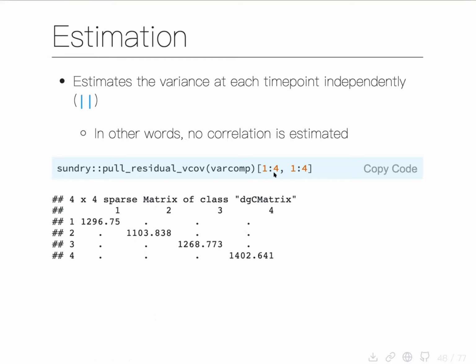And if we pull the residual variance covariance matrix from this model, you can see we get the estimated variances at each time point, but we just have dots here. This is because it's a sparse matrix, so these are not estimated. These are 0. Okay?